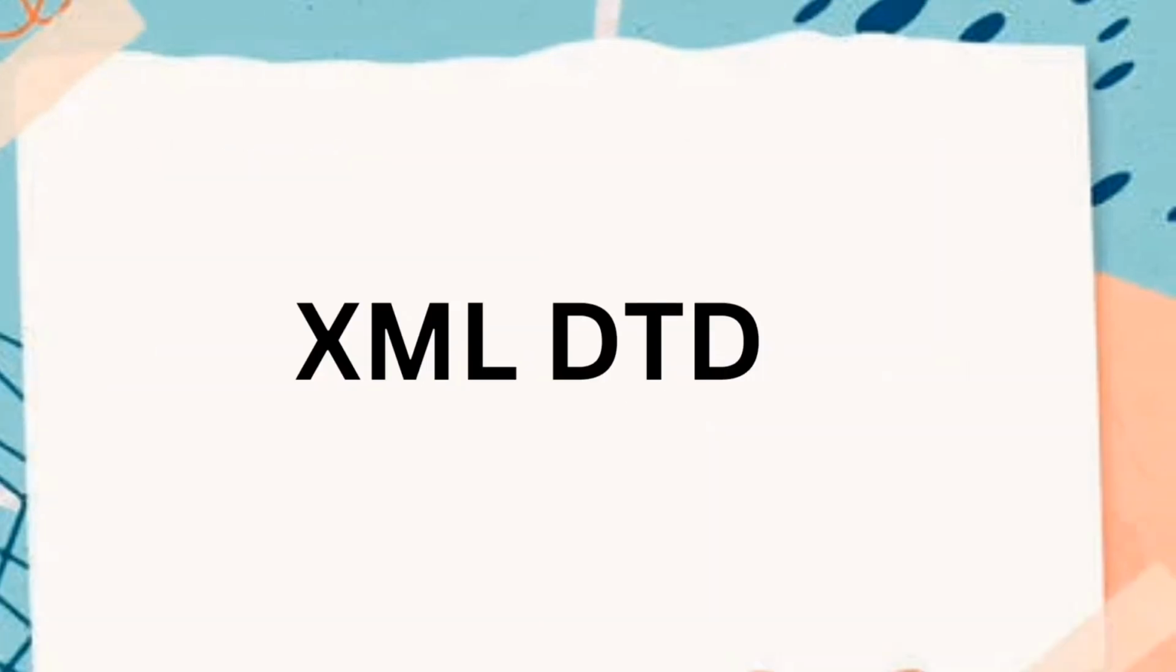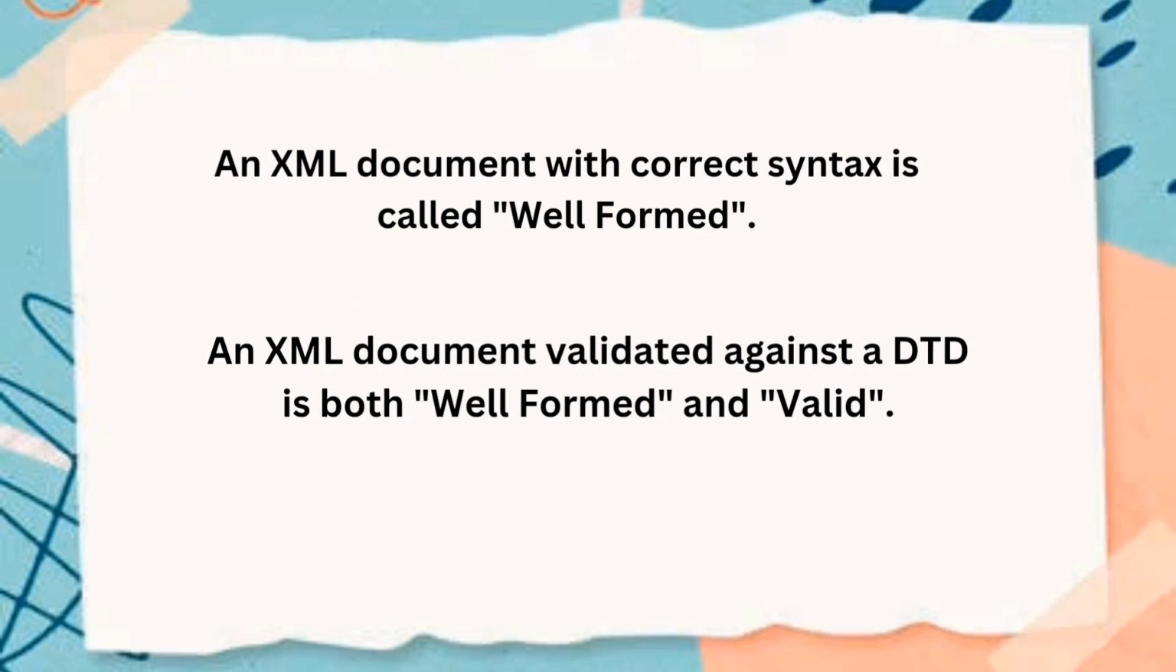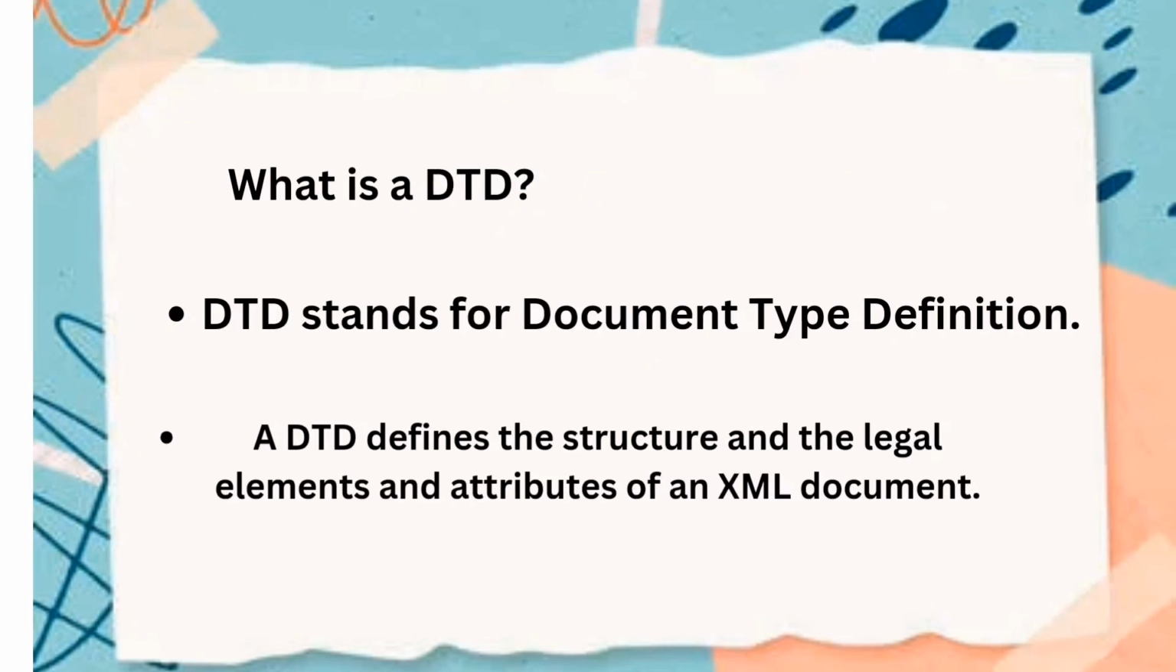Next is XML DTD. An XML document with correct syntax is called well-formed. A document validated against a DTD is both well-formed and valid. What is a DTD? DTD stands for Document Type Definition. A DTD defines the structure and the legal elements and attributes of an XML document.